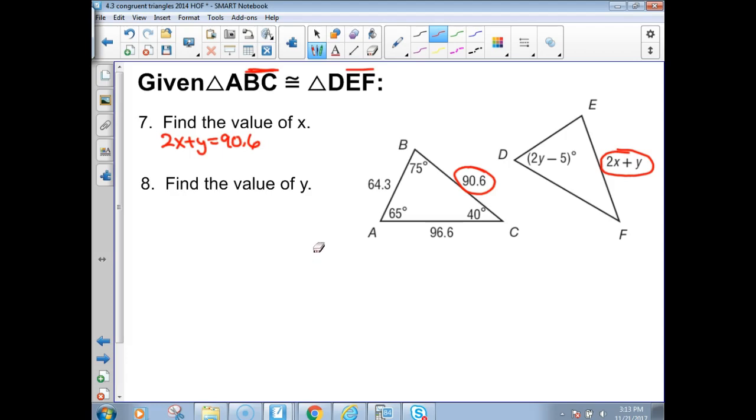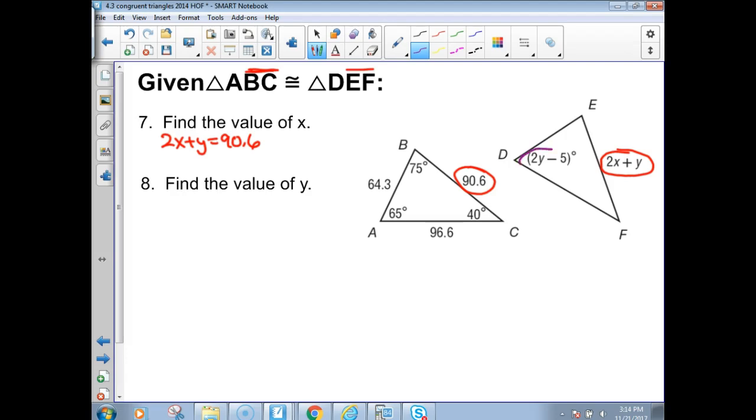I have no idea because there are 2 letters, 2 variables. We need to find out what y is so I can figure x out. So we're going to go and do number 8. We're going to find the value of y first. So then I see where the y part is.